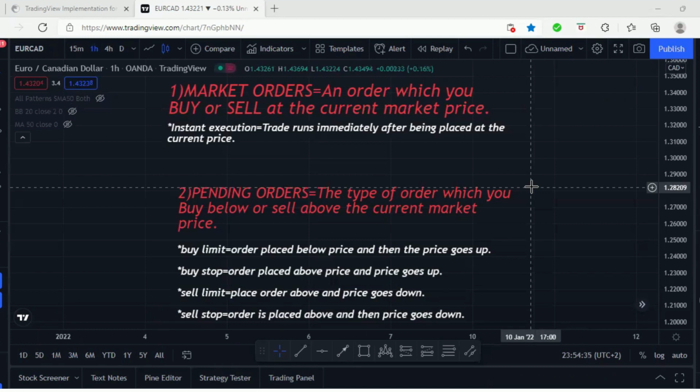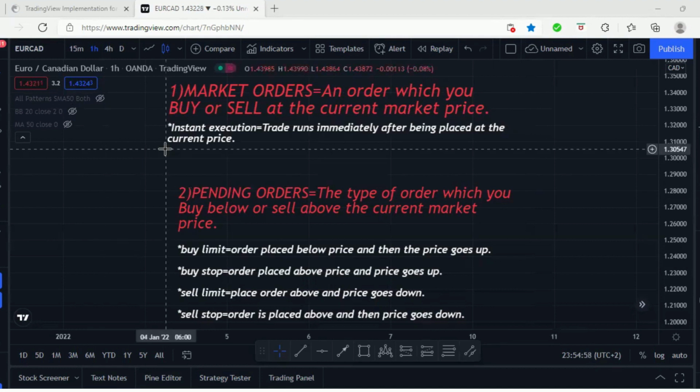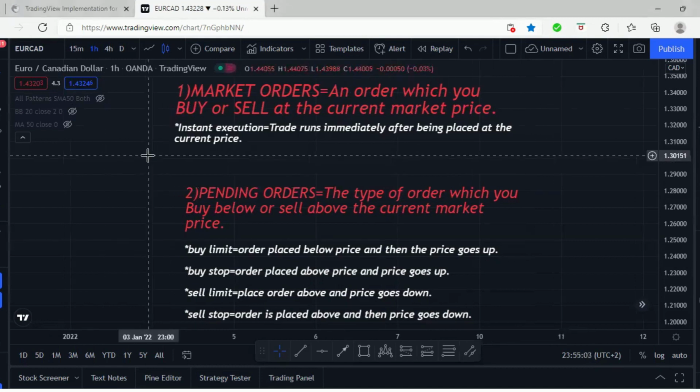Without further ado, we are about to speak in detail about the types of orders which are there and which you can use to better your skills or your knowledge in the trading market. Firstly, there are two types of orders. Number one, market orders. Number two, pending orders. A market order is a type of order in which you buy or sell at the current market price.